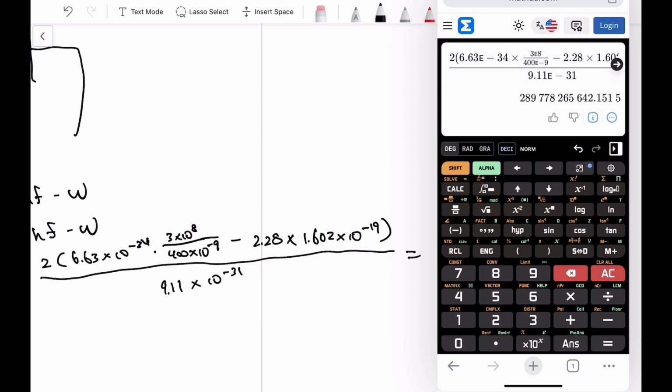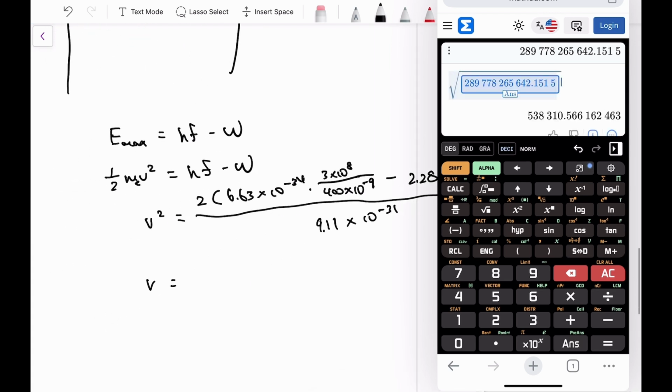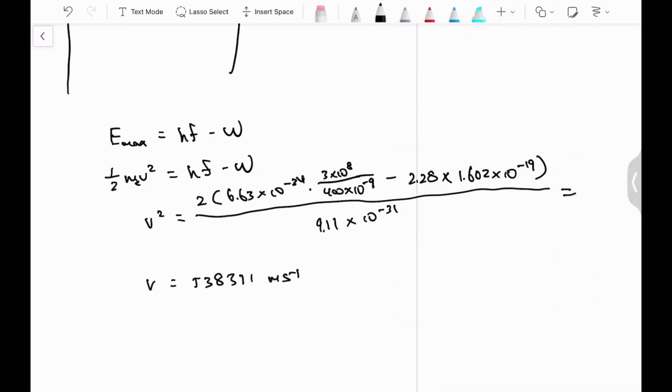Okay, and this is what we get, and we also cannot forget to take the square root, and that will be equal to, I'm going to leave it at 6 significant figures, 311 meters per second.